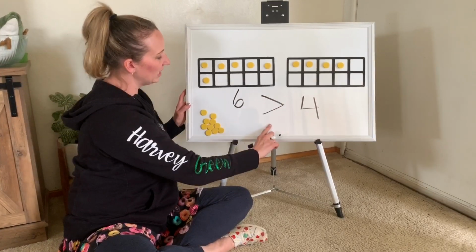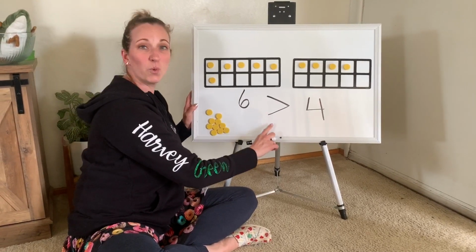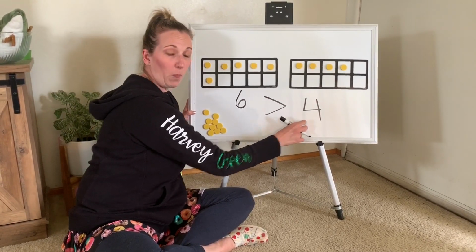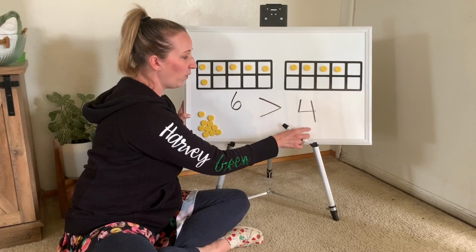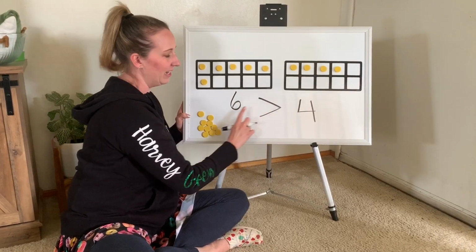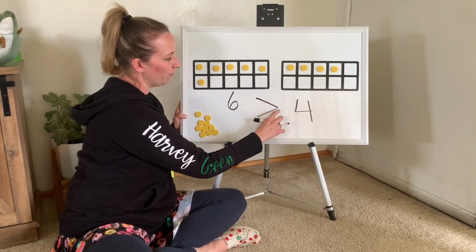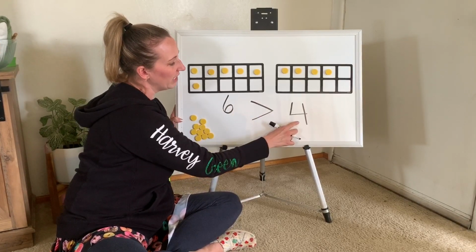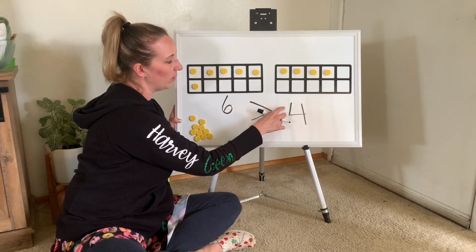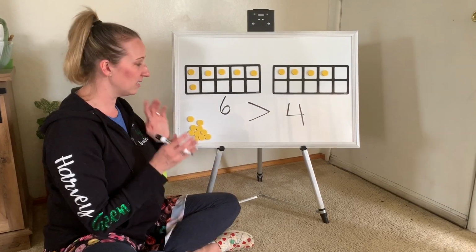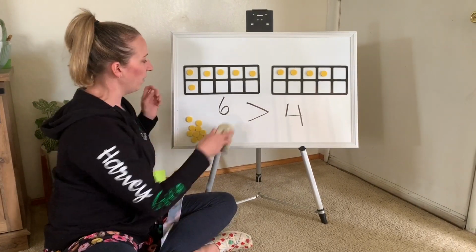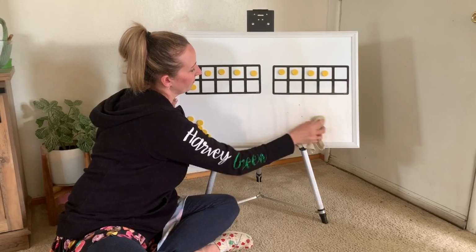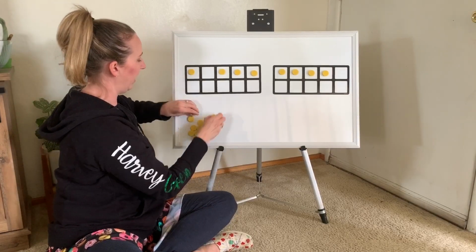So we can read this as 6 is greater than 4, or we can read it as 4 is less than 6, okay? So the pointy part of this shape, this open triangle shape, is pointing at the 4. That's how you know it's less than, okay? It's the smaller number. All right, let's try another one. Take these back.